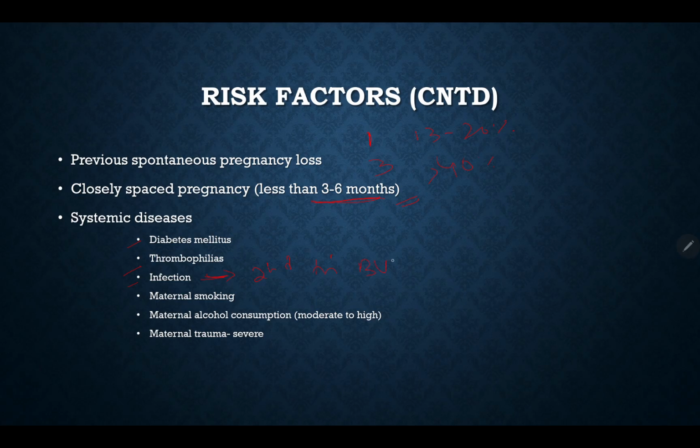Bacterial vaginosis: if a woman has bacterial vaginosis, then the chances of second trimester pregnancy loss increase. So you must identify and treat these bacterial vaginosis cases early. Now, if maternal smoking is present, alcohol consumption, if it is moderate to high, and any maternal trauma that is severe enough to cause this spontaneous pregnancy loss.